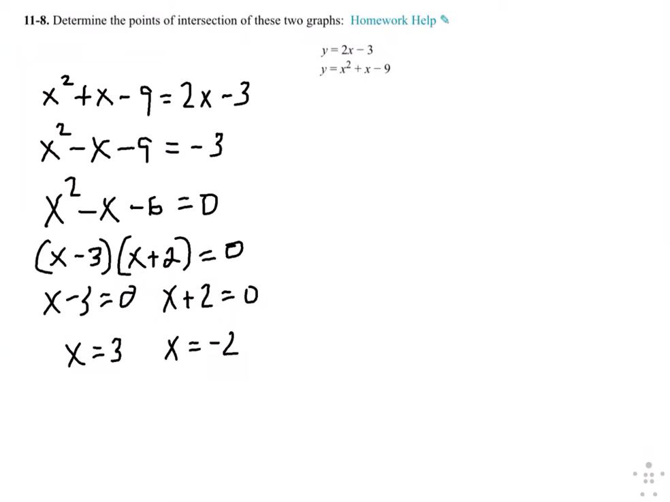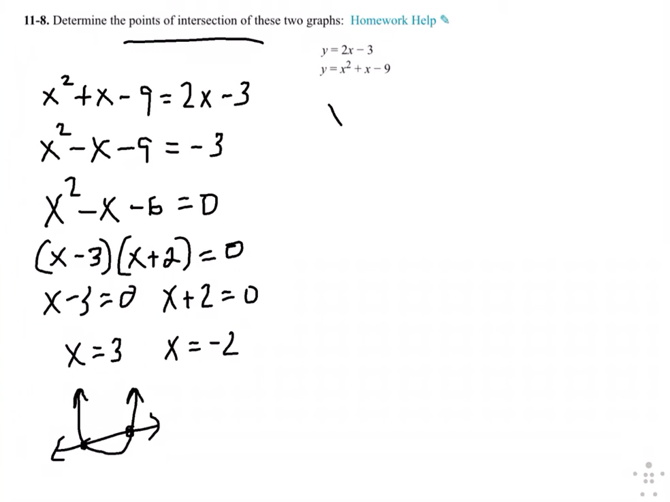Now, don't stop here. This is where everybody makes the biggest mistake. You did all this work, but you didn't answer the question. They want the points of intersection. They want an ordered pair. Remember, I have a parabola and I have a line, right? We want these 2 points of intersection, and they are ordered pairs.